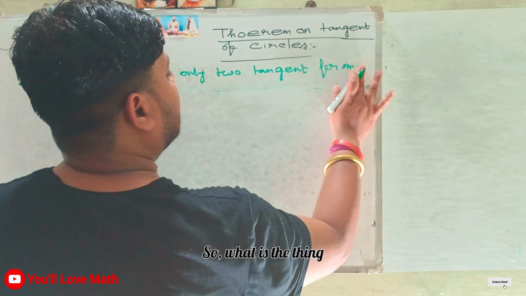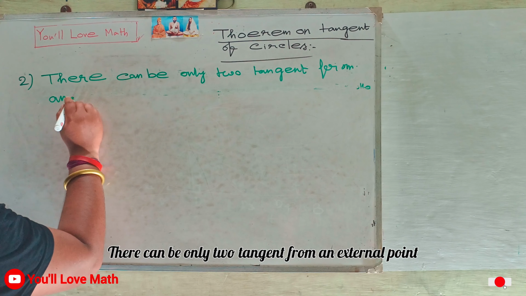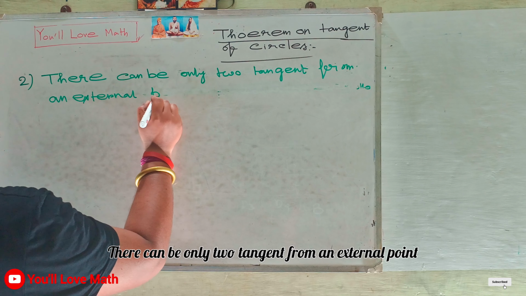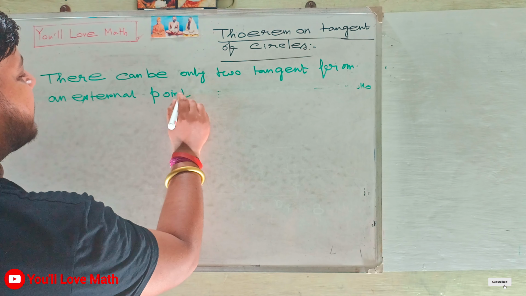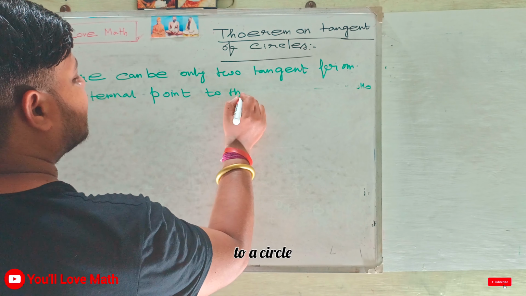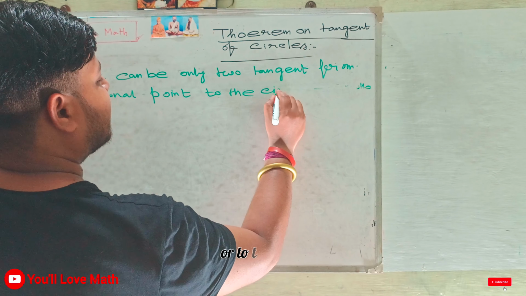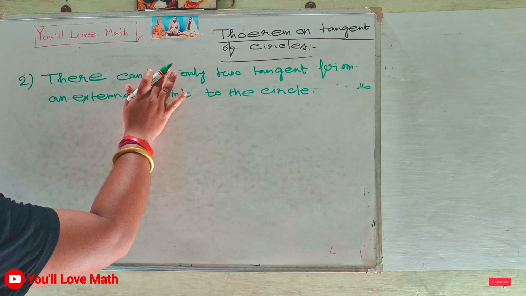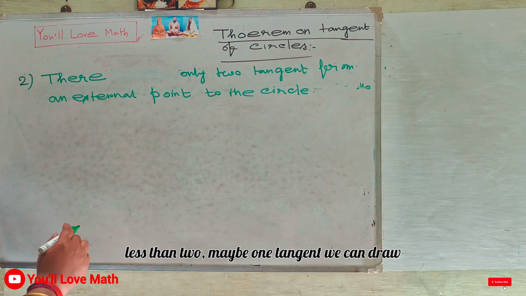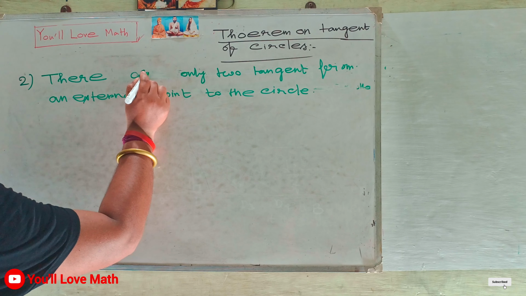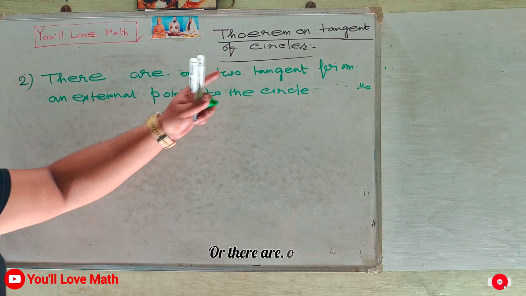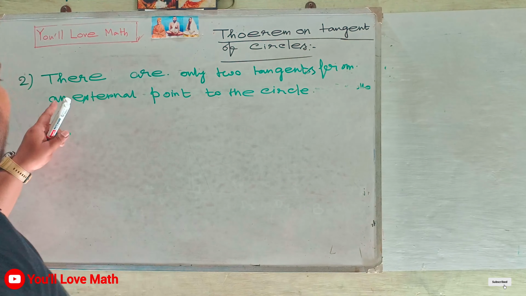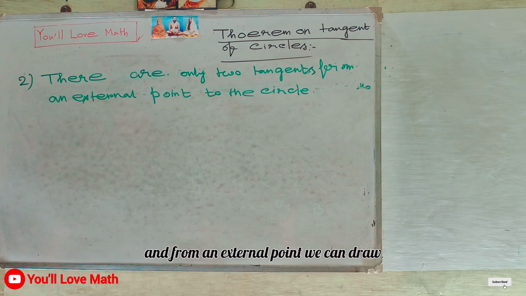So what is the thing? There can be only two tangents from an external point to a circle, or to the circle. So only two, not more than two. Less than two, maybe one tangent we can draw. Okay, so there are only two tangents we can draw from an external point.